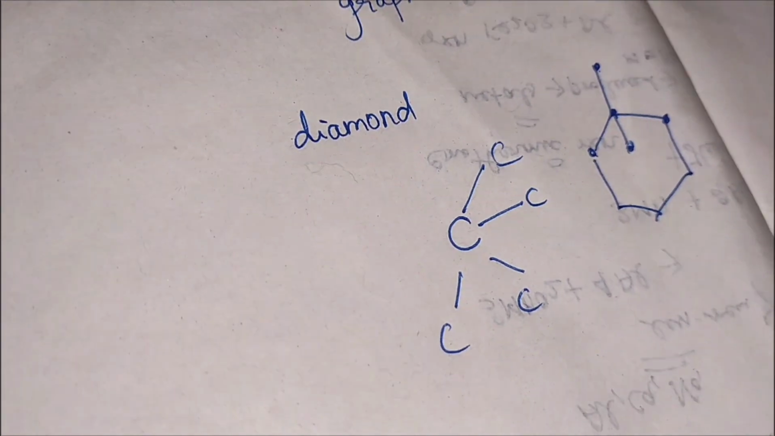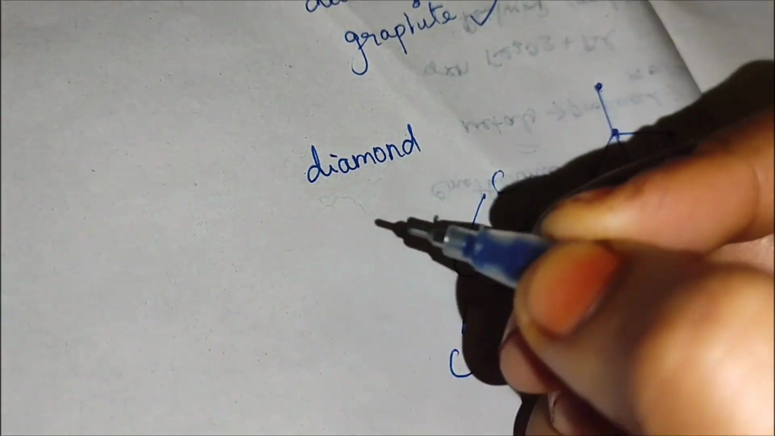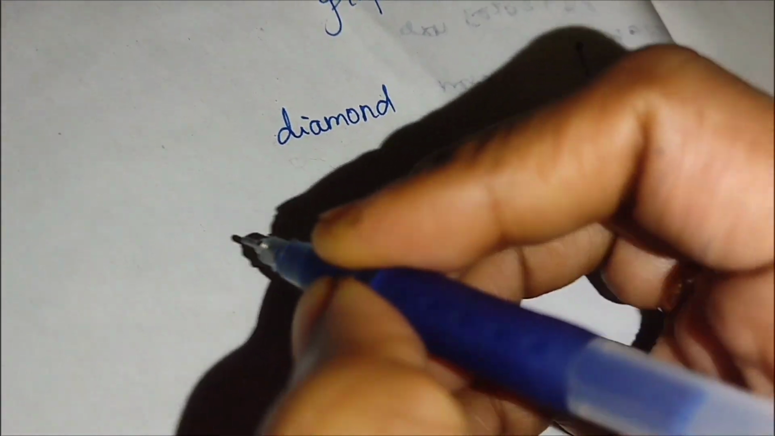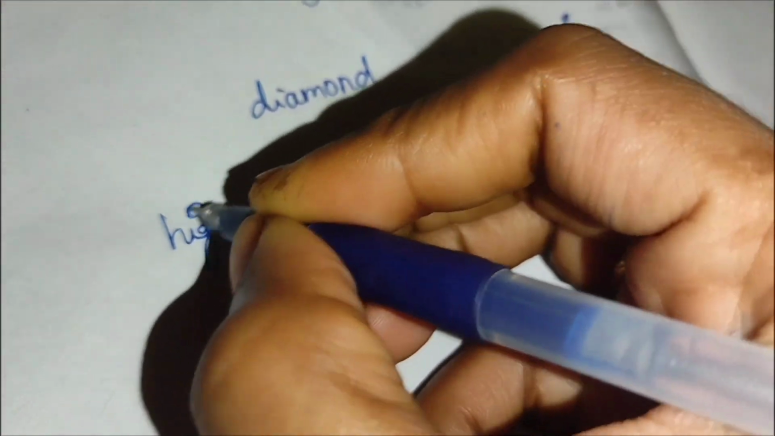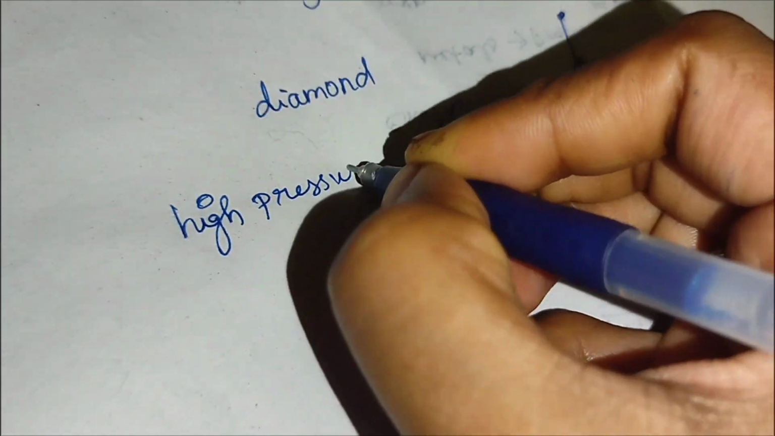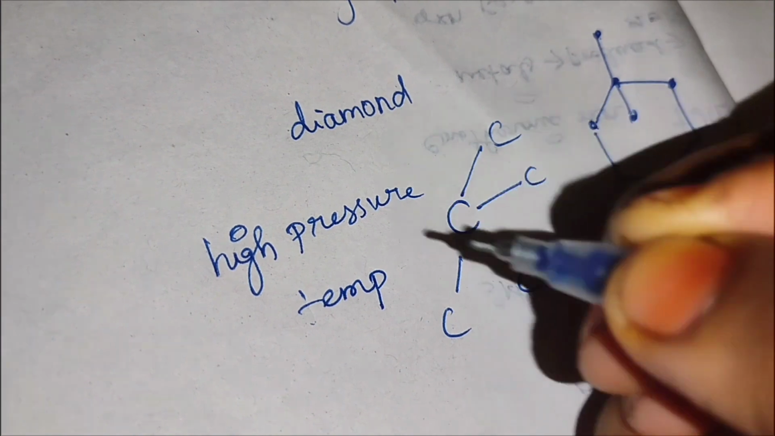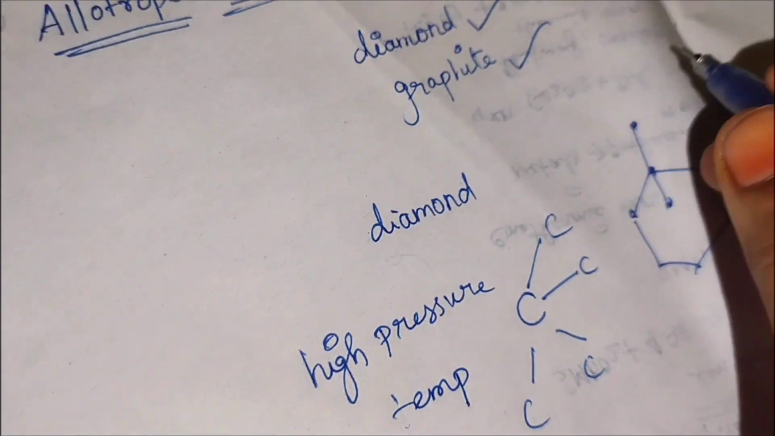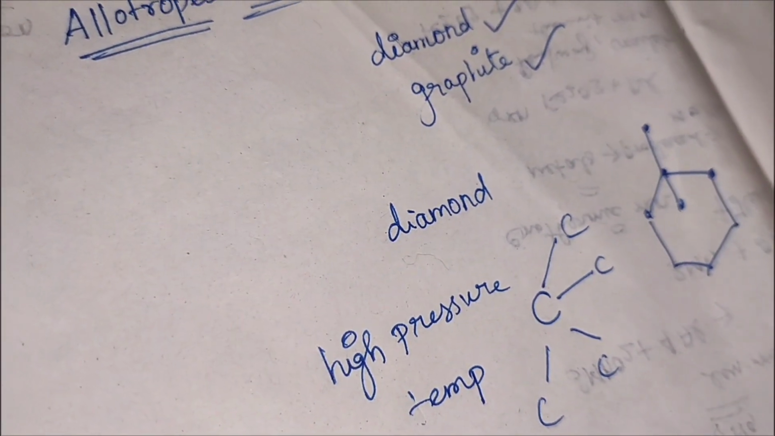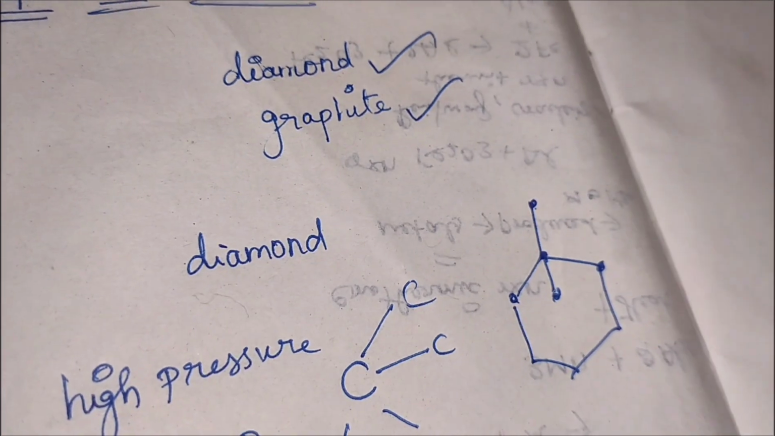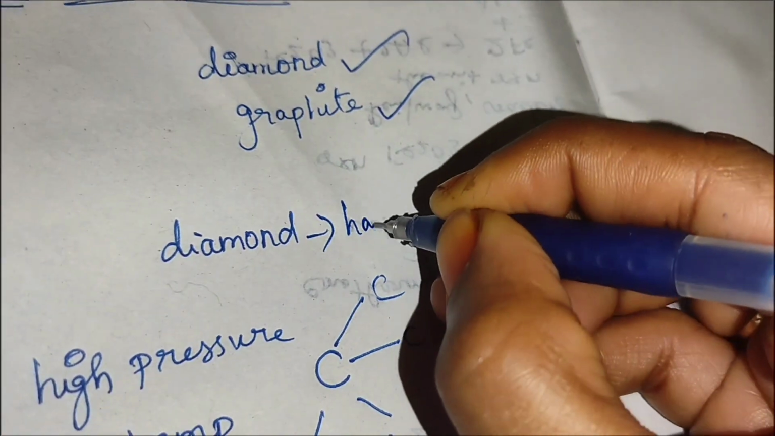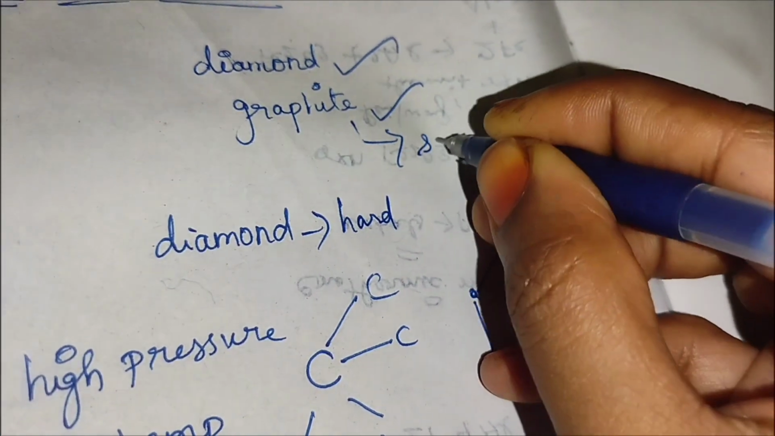How diamond is produced: when carbon undergoes high pressure and high temperature. But it is totally opposite to graphite. Graphite is a smooth substance, but diamond is a very hard substance. It's very hard and graphite is smooth.